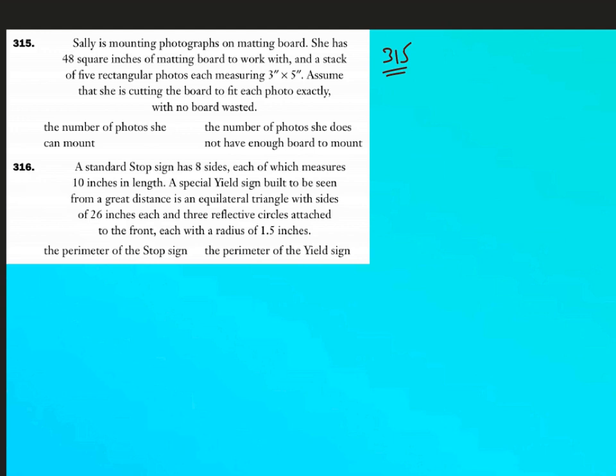She has 48 square inches and she has a stack of 5 photos, each measuring 3 inch by 5 inch. Now the question is, you're comparing number of photos she can mount to the number of photos she cannot mount. The total is 5. So let's say if she can mount 1, she cannot mount 4. If she mounts 2, cannot mount 3, and so on. But the problem is, I just have the area. Now 48 square inches could be 2 times 24. If I have this distribution, I can mount 0 because I need dimensions of 3 and 5. I will not get a width of 3 from this distribution.